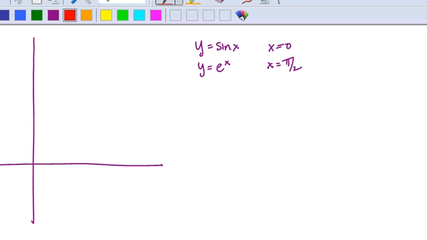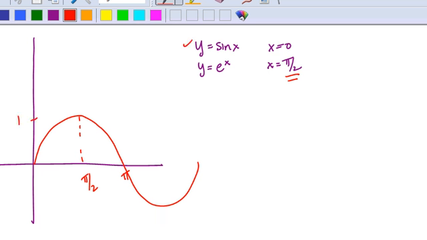The sine graph I'll do in red, and the sine graph looks like this between 0 and pi, and we're not going to go beyond pi over 2, so we're looking at an area that goes between 0 and pi, and we know it goes up to 1. So here's my sine graph.